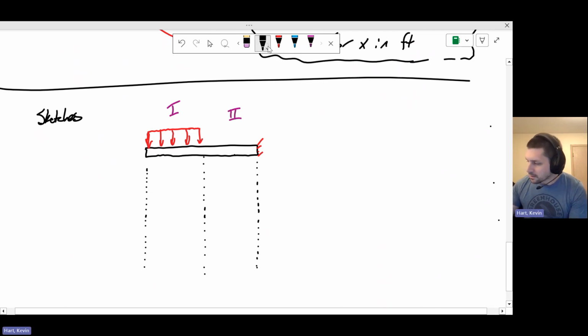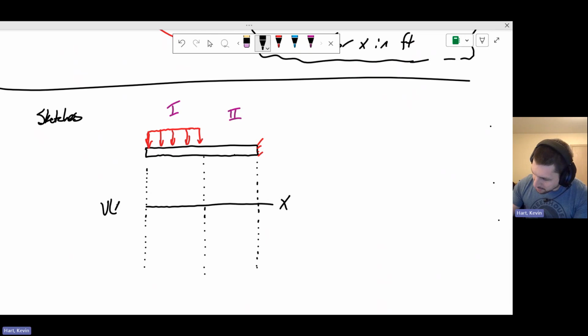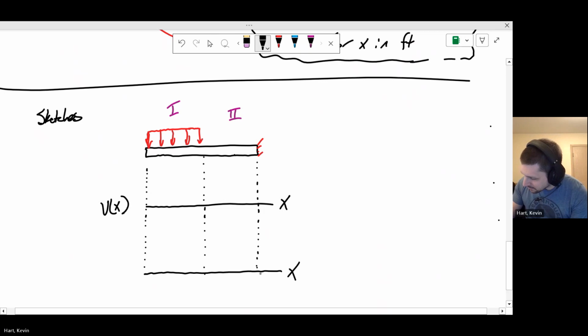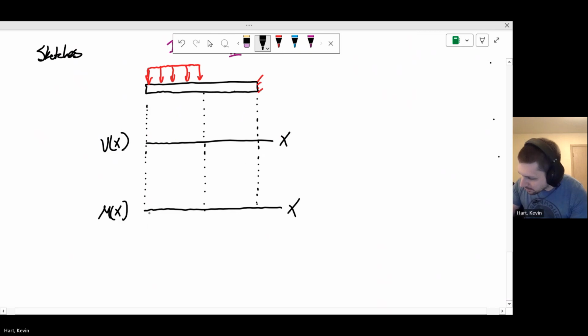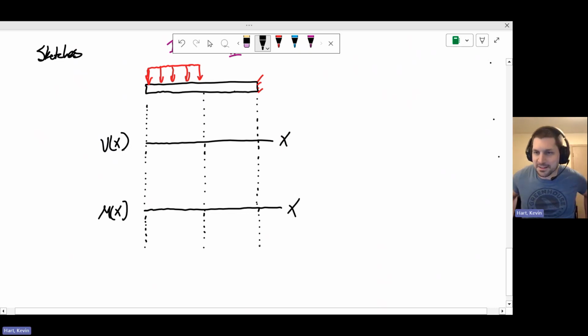Okay, so let's make ourselves an x-axis. And here's going to be our shear, Vx. And then down here, we'll have another x-axis, and this is going to be our moment, Mx. I'm going to extend this down just a little bit more to give myself more room, because I'm going to need it below this axis. But okay, here we go. Let's look at these equations now.